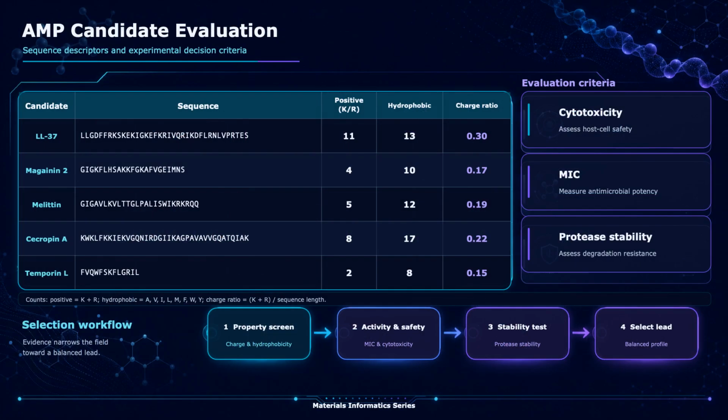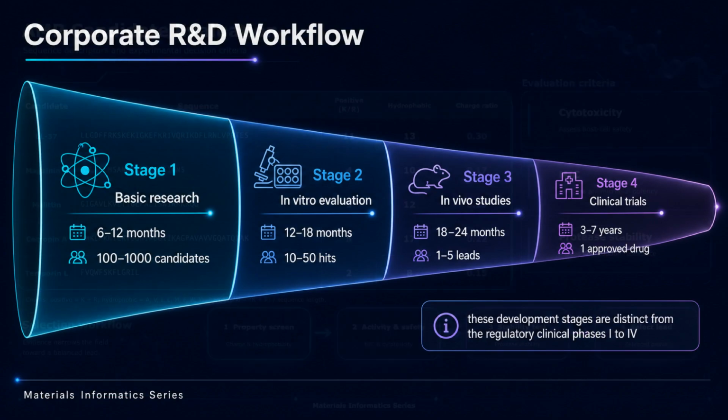We can generate antimicrobial peptide candidates computationally using alternating charged and hydrophobic residues. Each candidate is evaluated for positive charge count, hydrophobic residue ratio, and predicted activity. However, computational design must be validated experimentally through cytotoxicity testing to ensure safety, minimum inhibitory concentration measurement for efficacy, and protease stability assessment. Let's understand the pharmaceutical development workflow.